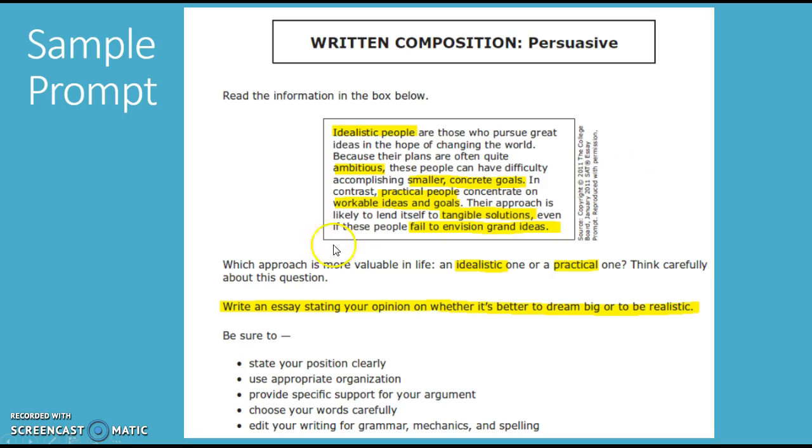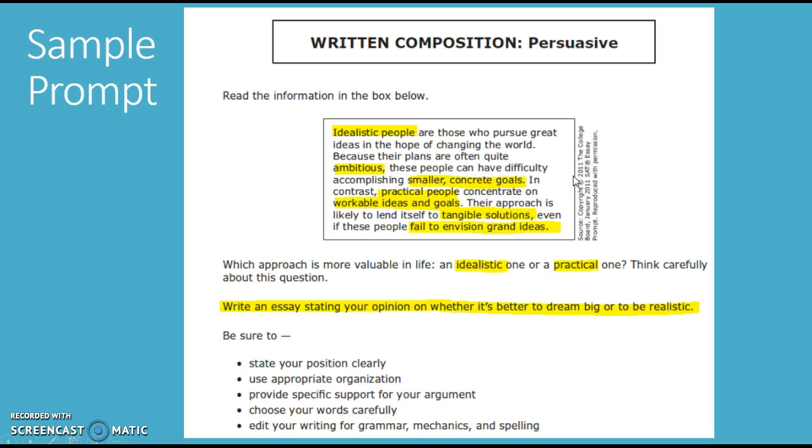So even though this is the prompt, and that's why I highlighted the whole statement, and it's really important, you do have to have these words in there. But look at all the other words you could have tied in. For example, the prompt tells us someone who dreams big is considered idealistic, right? Well, what is idealistic? Well, what if you had no idea? Well, up here in the box it tells you. Their plans are often quite ambitious, meaning they kind of have big plans. So it's hard for them to accomplish smaller goals.